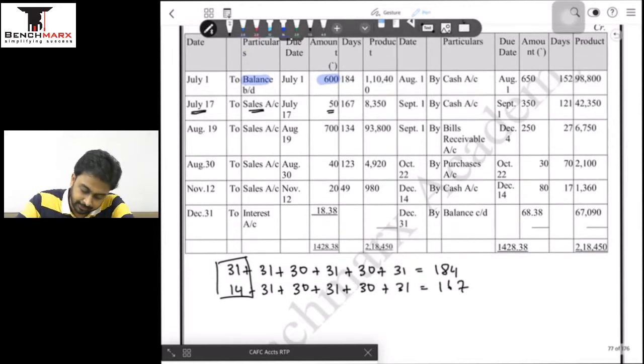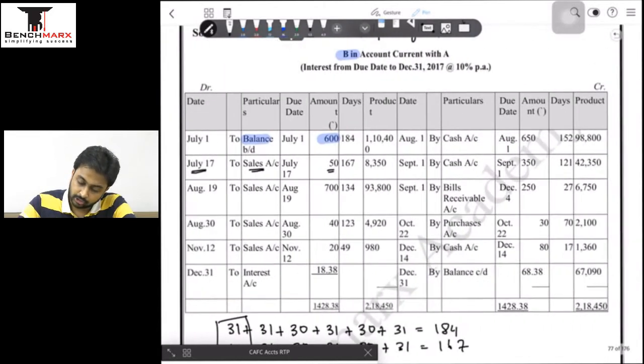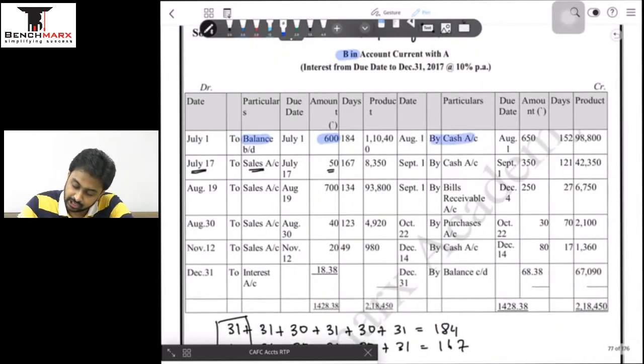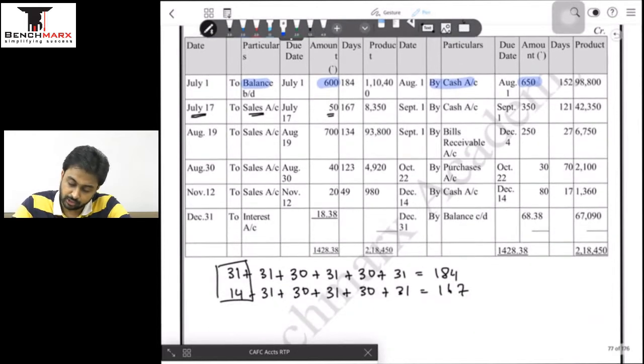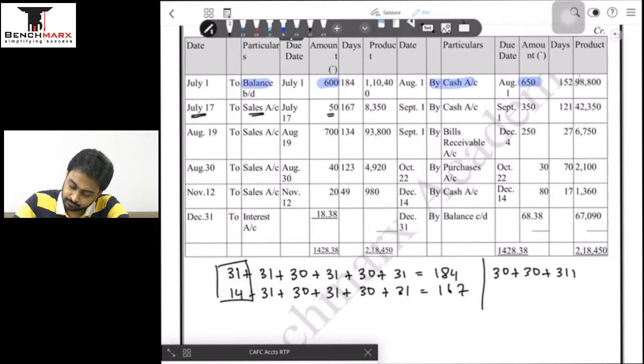Okay, let us move ahead. Then we have cash received from B. So it is cash account debit to B. August 1 by cash will come here. Amount is 650, due date is the transaction date, number of days 152. How did this come? Transaction date, 31, so 1st of August, so 31 days minus 1, that is 30 days of August, September, October, November plus December.